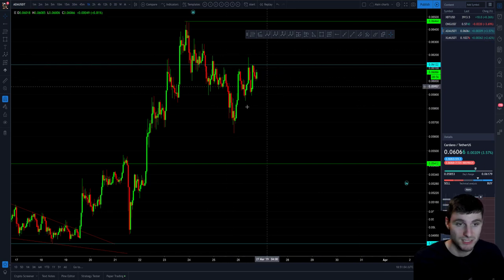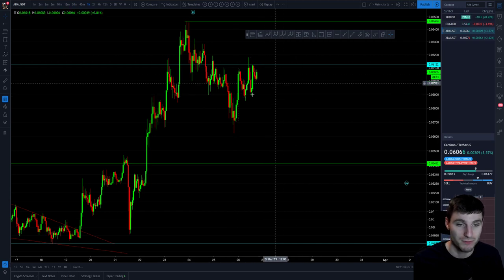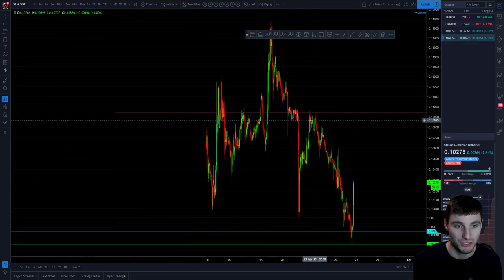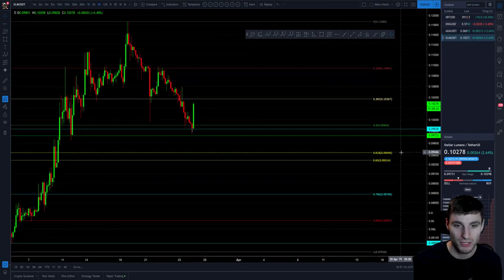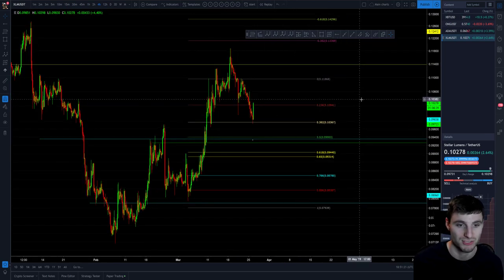I'm not in a position. I didn't take a position on Cardano on a smaller time frame today, just scalping. I only took my position on Ontology Gas, and now XLM, I'll show you, because this was so nice and this is one that I'm still holding. I'm still holding it because I still see the potential of us coming up and testing resistance here.